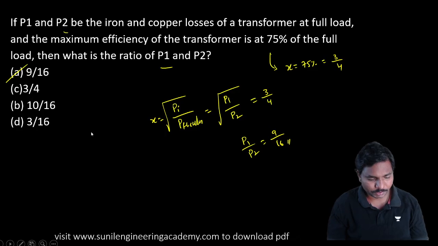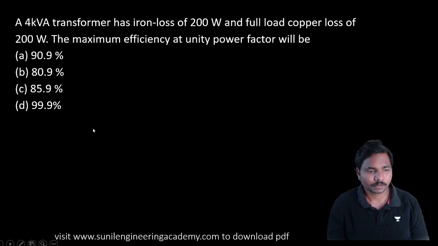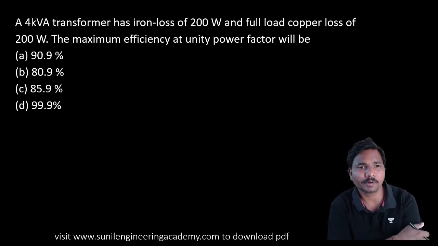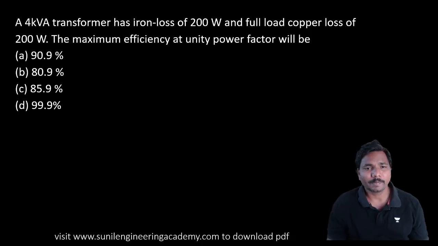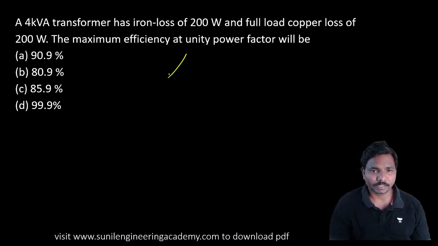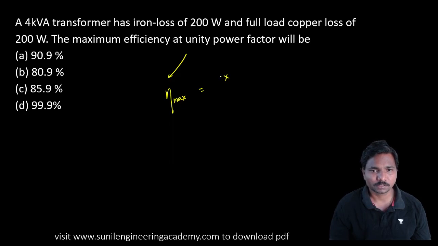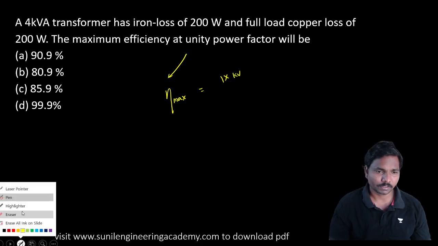Coming to the next question, guys. A 4 kVA transformer has iron losses of 200 watt and full load copper losses of 200 watt. What is the maximum efficiency at unity power factor? x into kVA, x they have not given, so 1. What is the kVA given? 4 kVA, that is 4000.